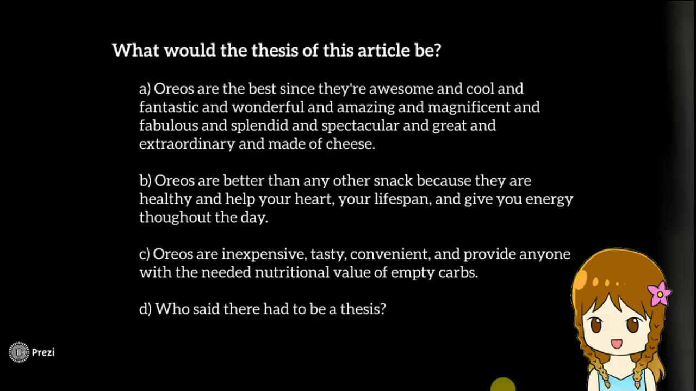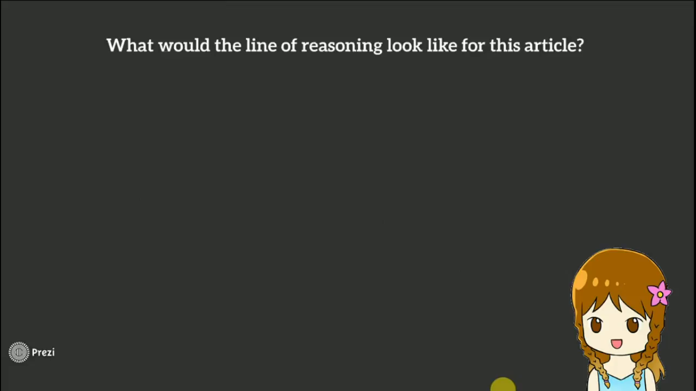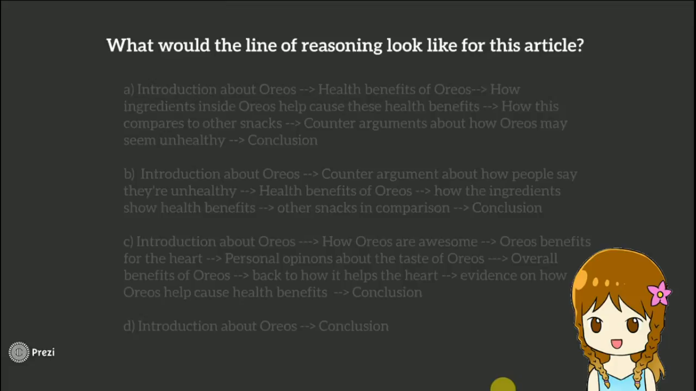The correct answer for this would be B, since A is just listing a bunch of adjectives and has false facts as Oreos aren't made of cheese, and C is wrong since saying that they're nutritious because they have empty carbs is contradictory. And if you chose D, I would say that any good article or essay will have a thesis as it directly tells the readers the author's views and tells them what to expect for the rest of the essay or article. What would the line of reasoning look like for this article?